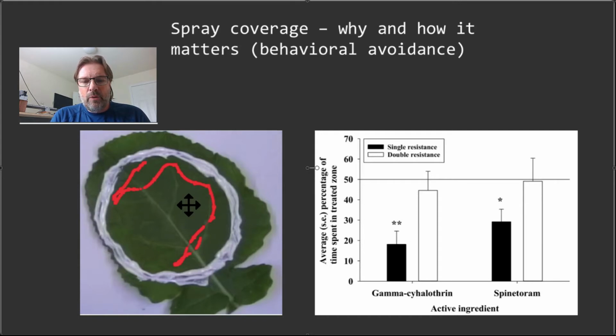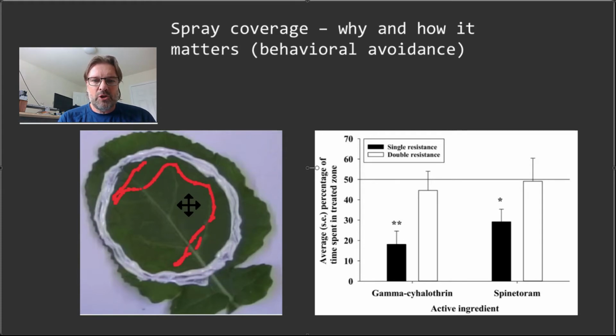And if they spent an equal amount of time in the two zones, we would have what is illustrated with the horizontal line there, which would be 50%. But what you can see is that for both chemicals, the diamondback moth strain that was most susceptible to both chemicals actually only spent about 20 or 30% of the time on the treated surface. So they spent disproportionately more time in the untreated surfaces, clearly showing that the larvae also shied away from the chemicals.